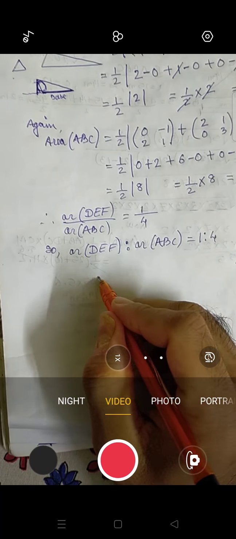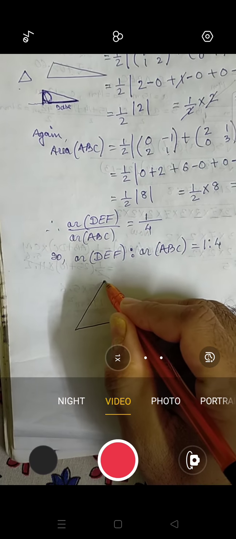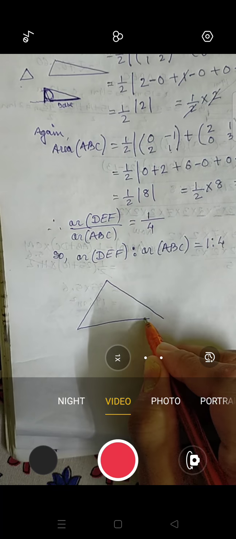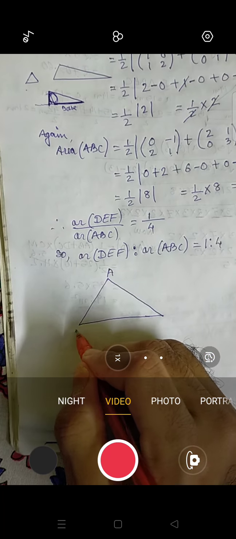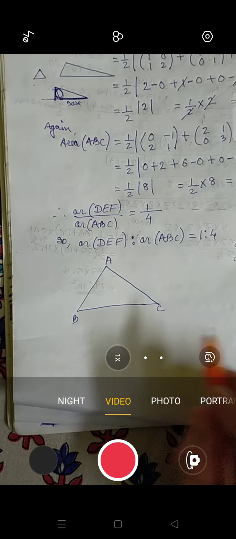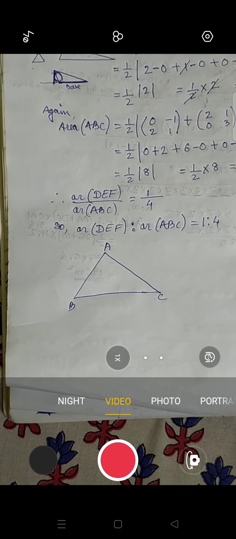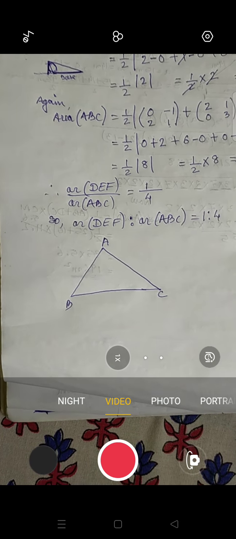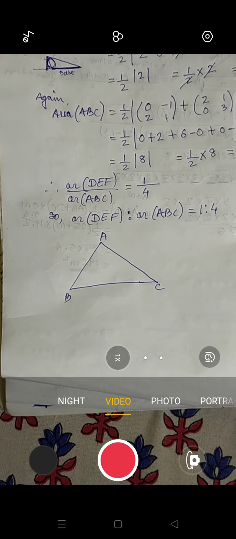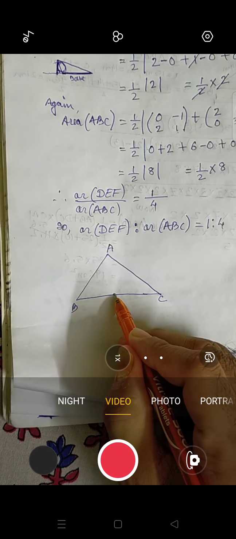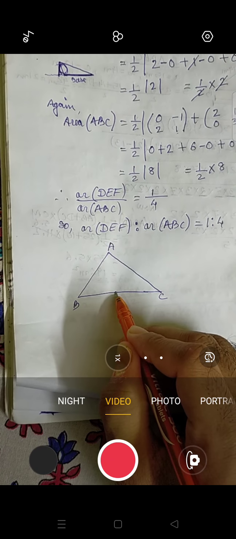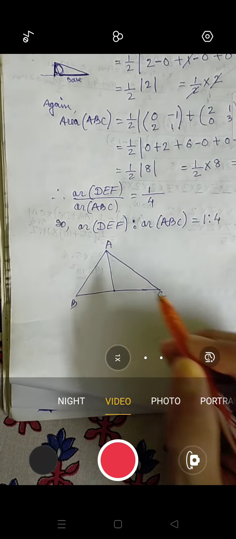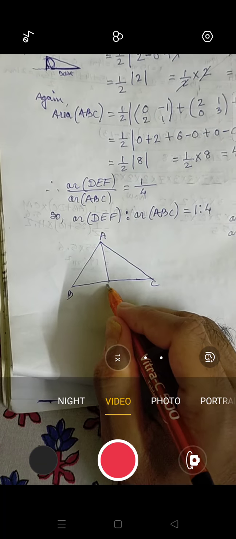So what I will do, I will draw a triangle first. You can also draw any triangle, like this. This is A, this is B and this is C. The median does not necessarily have to be perpendicular. You have to take the midpoint first and then join that midpoint. I have taken this as the midpoint, so let us suppose this is D.